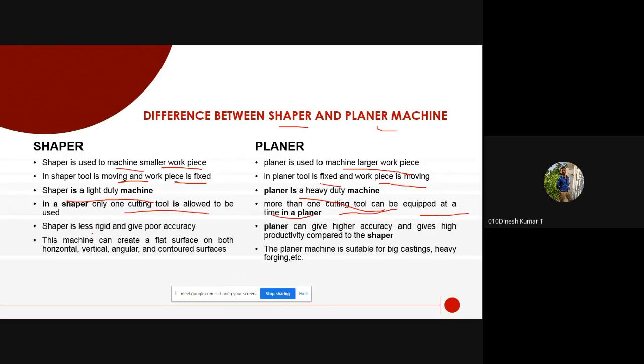A shaper is less rigid and gives poor accuracy. Surface finish is also poor. A planer can give higher accuracy and high productivity. Productivity means the rate of production can be increased compared to a shaper. The shaper machine can create flat surfaces, both horizontal, vertical, angular, and contour surfaces. This is a contour surface. The planer machine is suitable for big castings, heavy forgings, etc.